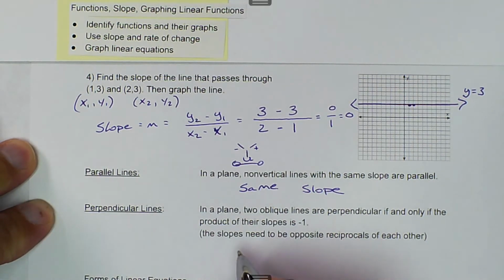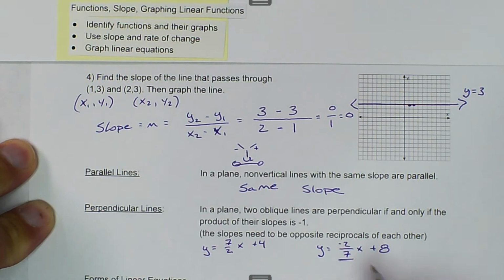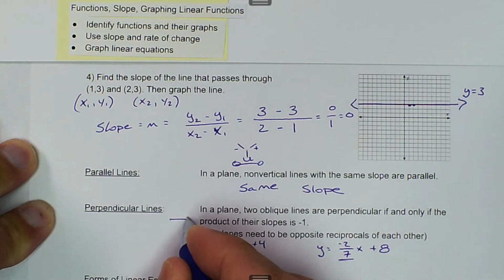And so what that means is we'll have an example here. If I have the equation y equals 7 over 2x plus 4, and I had the equation y equals -2 over 7x plus 8, the slope is the value that is in front of the x variable. So what does product mean? Product means multiplication.